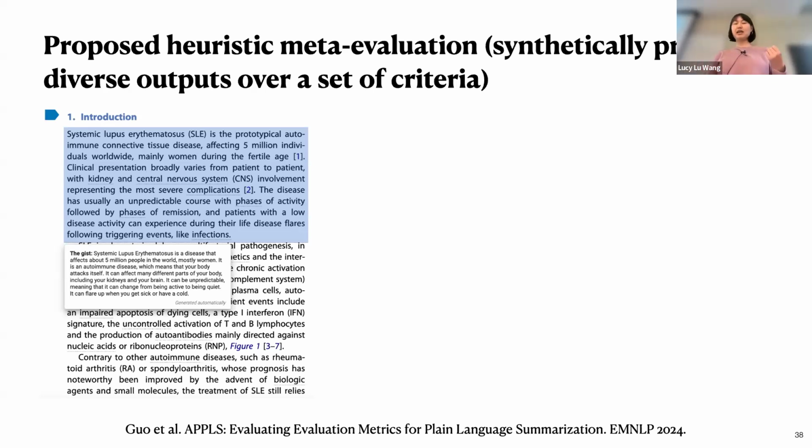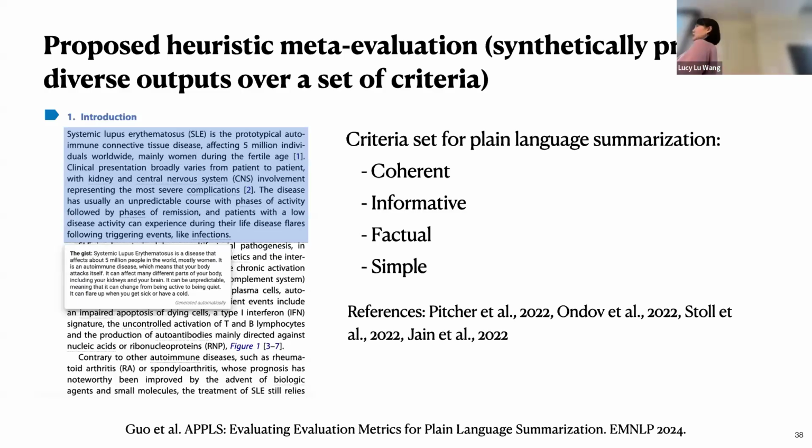So PLS is the task of taking a complex piece of text, for example, scientific text, and rewriting it so that it is more approachable for a lay audience. And it's a good task to study because a good model output actually has to satisfy a range of criteria. So the text needs to be coherent. It needs to be informative and provide additional background knowledge to help people make sense of the text. It has to be factually accurate, and the text has to be simple and more comprehensible.